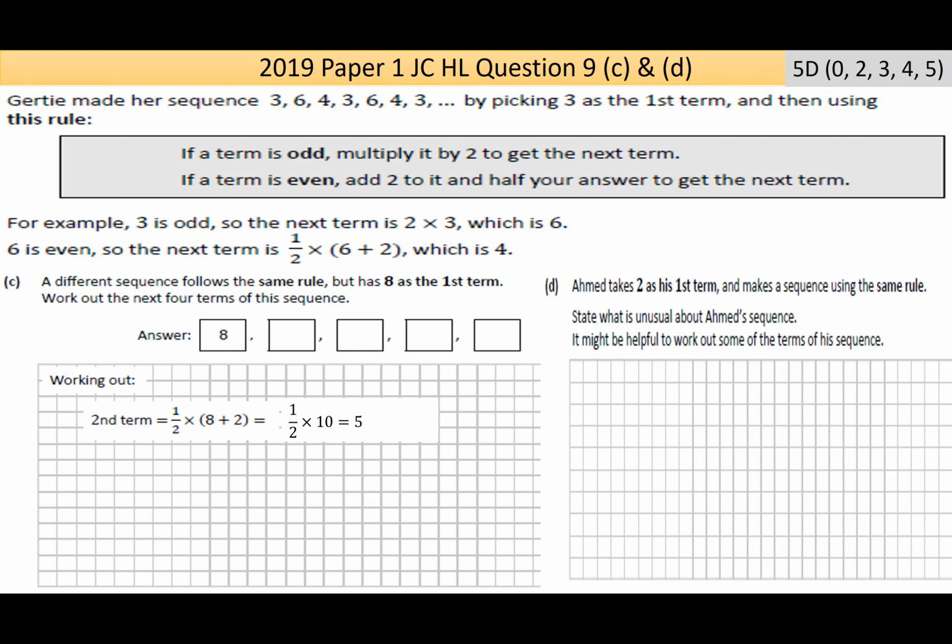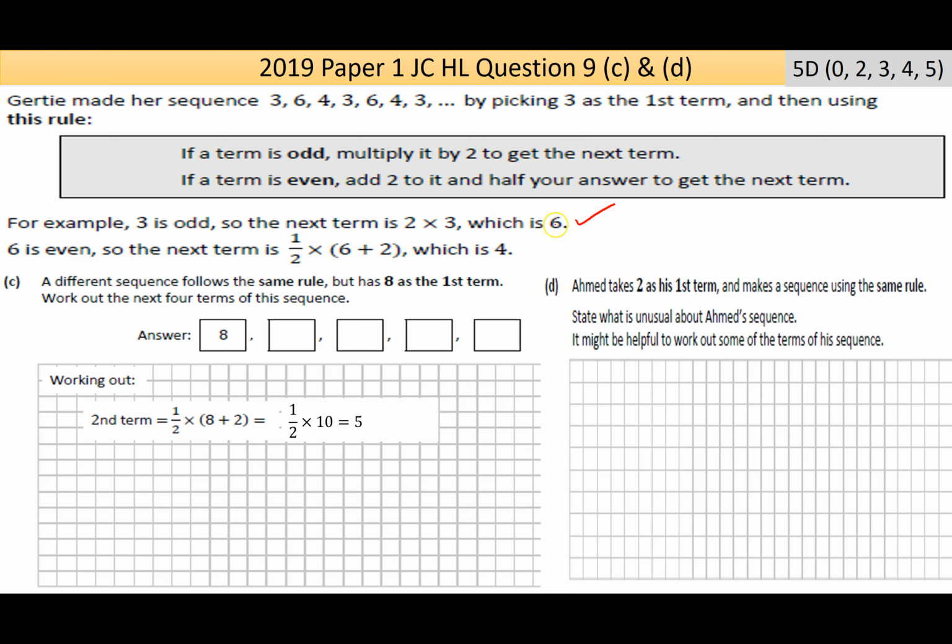But Gertie made her sequence 3, 6, 4, whatever, by picking 3 as the first term, and then using this rule. If a term is odd, you multiply it by 2 to get the next term. If the term is even, you add 2 to it and divide by 2, or multiply by half, to get the next term. So every number is either odd or even. They give an example there.